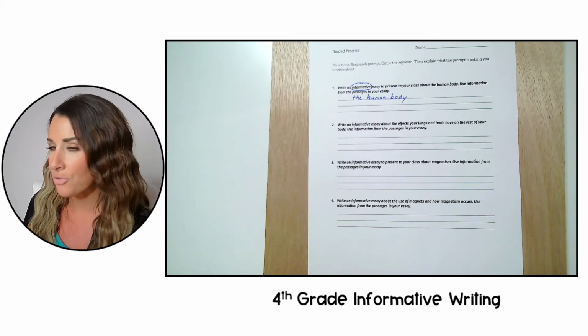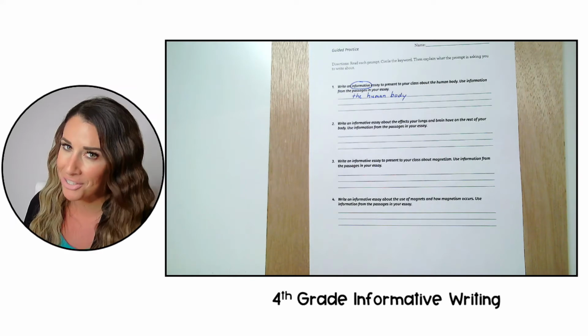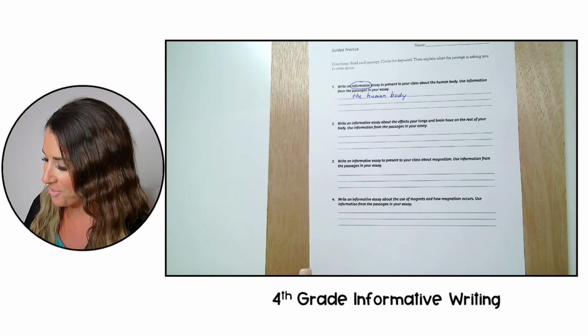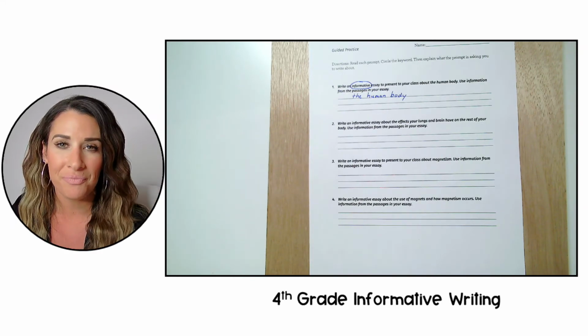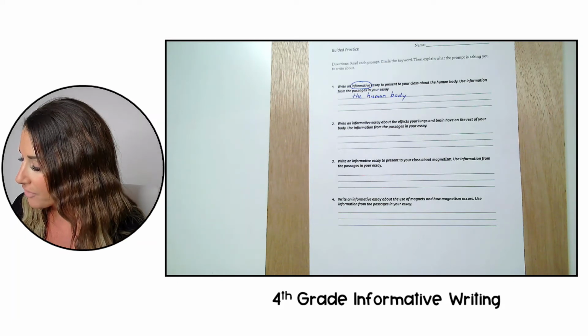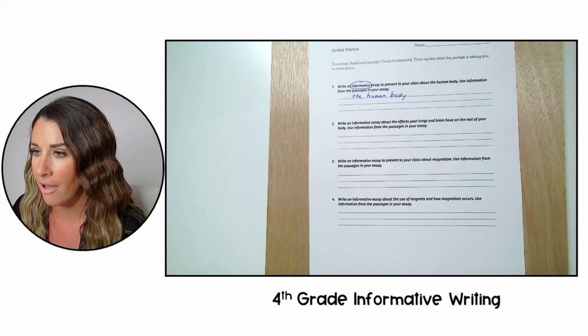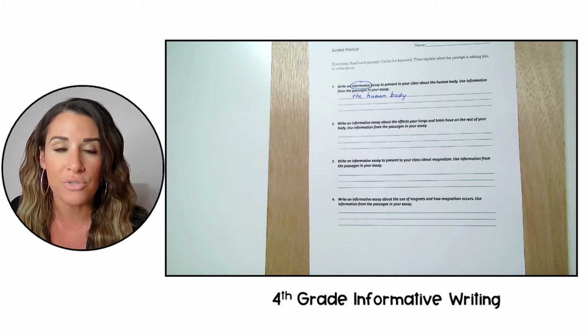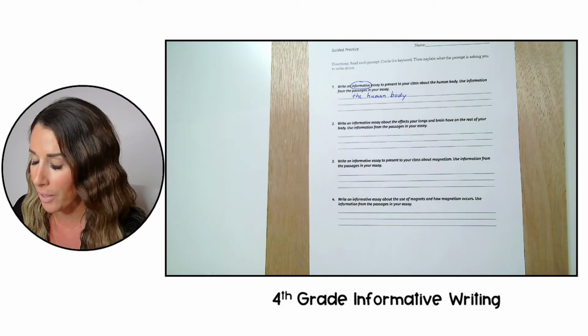Okay, so I circled my keyword and I wrote what the prompt is asking me to write about. Okay, now I'm going to do number 2 with you as well, just to make sure, and then you're going to do 3 and 4 on your own. So let's look at number 2. Write an informative essay about the effects your lungs and brain have on the rest of your body. Use information from the passages in your essay.